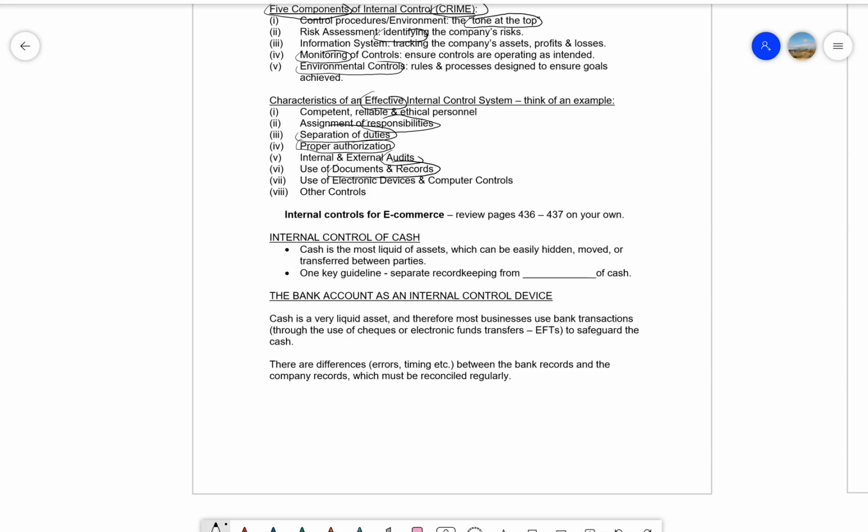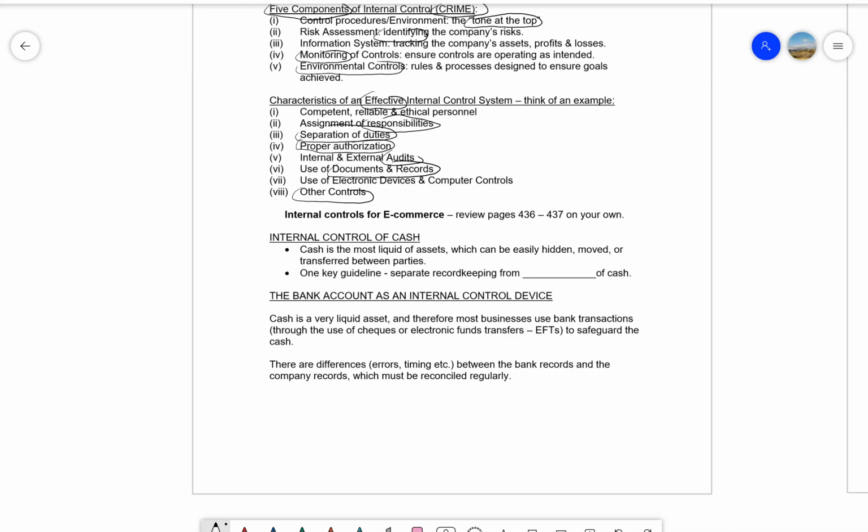And then the final one is just talking about other controls. And once again, this could be things simply such as having a fire detector, having an alarm system to once again protect their assets and to protect all their accounting records as well.